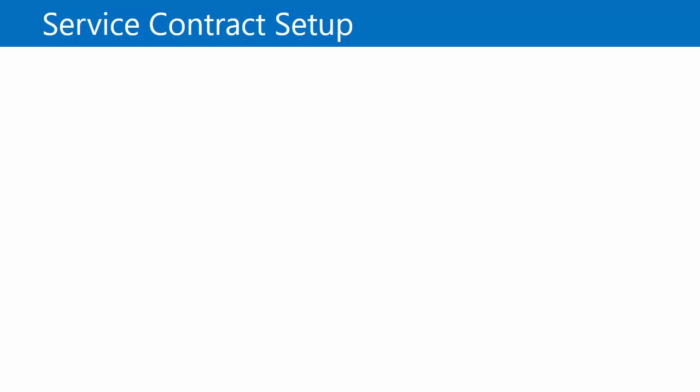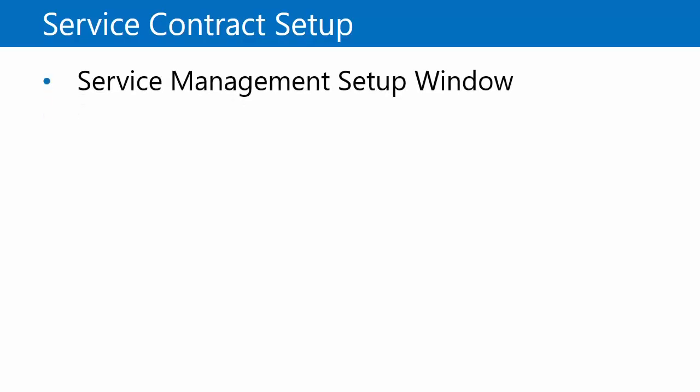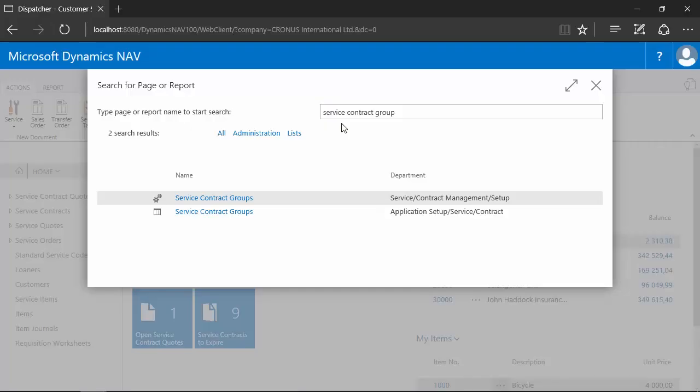We just reviewed the service contract parameters in the service management setup window. We're now going to have a look how to set up service contract groups and what you can do with them. You can find the service contract groups by searching or by going to the setup. Now, for what reason do you use service contract groups? Well, you can group together contracts that are related. So you can do this for statistical purposes or reporting purposes. Now let's have a look.